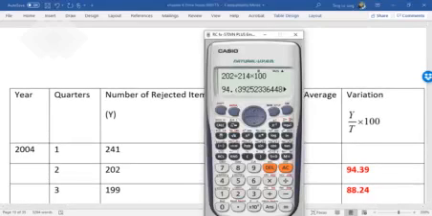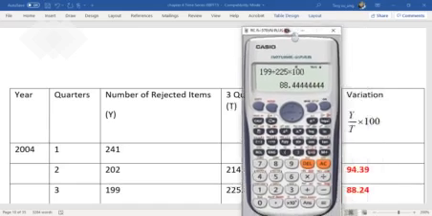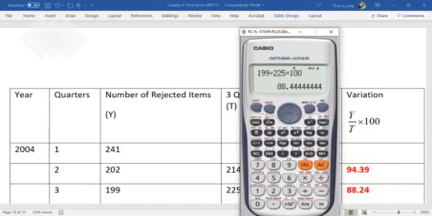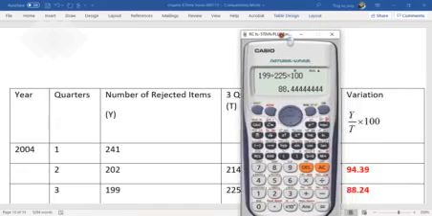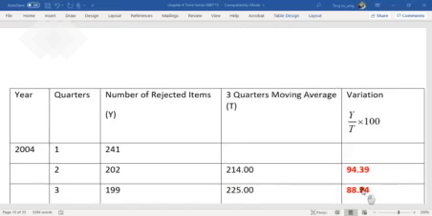Okay, so the third one, you have what? 199 divided by 225 times 100. Okay, you have 88.199 divided by 225. Oh, you get 88.44.